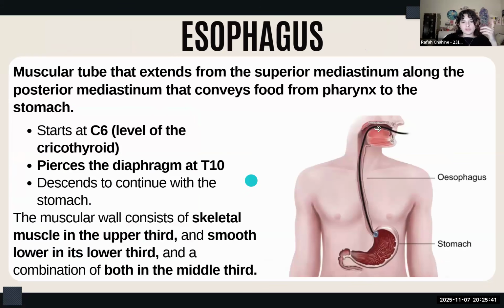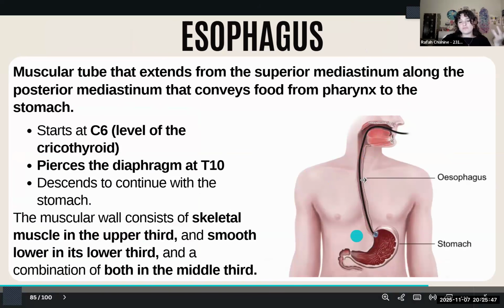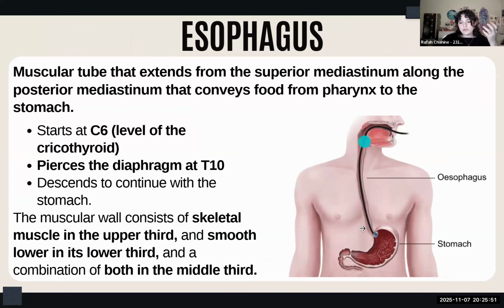And now lastly, we have the esophagus. This is just a muscular tube from the mouth down to the stomach. We can divide it into three parts depending on the kind of muscle that is in it. Superiorly, we have skeletal muscle. Inferiorly, or in the last third of it, we have the smooth muscle. And in the middle third, we have a transitional muscle from skeletal to smooth, okay? It pierces the diaphragm at the level of T10, and it starts at C6, okay, level of the cricothyroid.